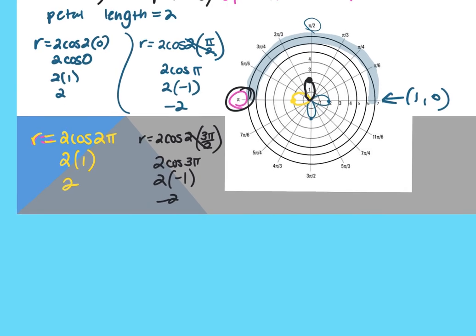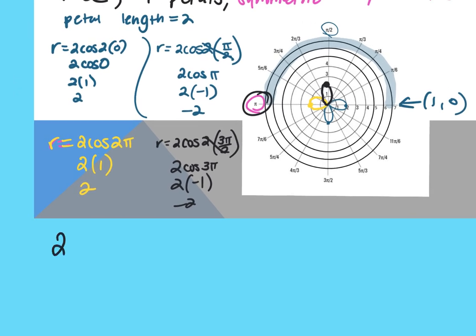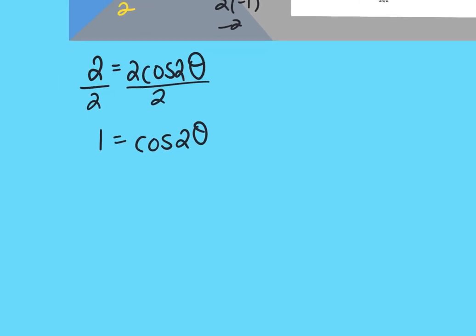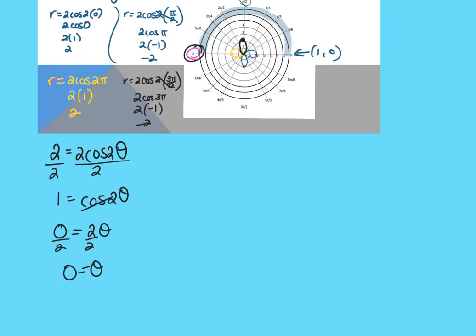The other way to do it is if I want to get a petal of 2 length, I can work backwards. So I can ask what theta is going to give me a radius of 2. So I make r the petal length, and then I divide both sides by 2. This is 1 equals cosine 2 theta. I'd be asking myself, where on my unit circle is cosine 1? And what's that answer? 0. So 0 would equal not theta, but 2 theta, and then I would divide by 2, and theta would equal 0.